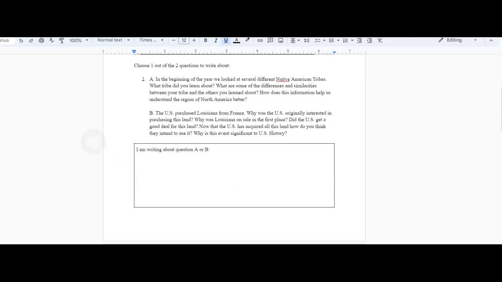All right, for the next section, my friends, we only need to choose one out of the 2 questions to write about. So you're either going to choose 2A or 2B. You do not have to do both. You are choosing either 2A or 2B. Here's what 2A says. In the beginning of the year, we looked at several different Native American tribes. What tribe did you learn about? What are some of their differences and similarities between your tribe and the others you learned about? How does this information help us understand the region of North America better?